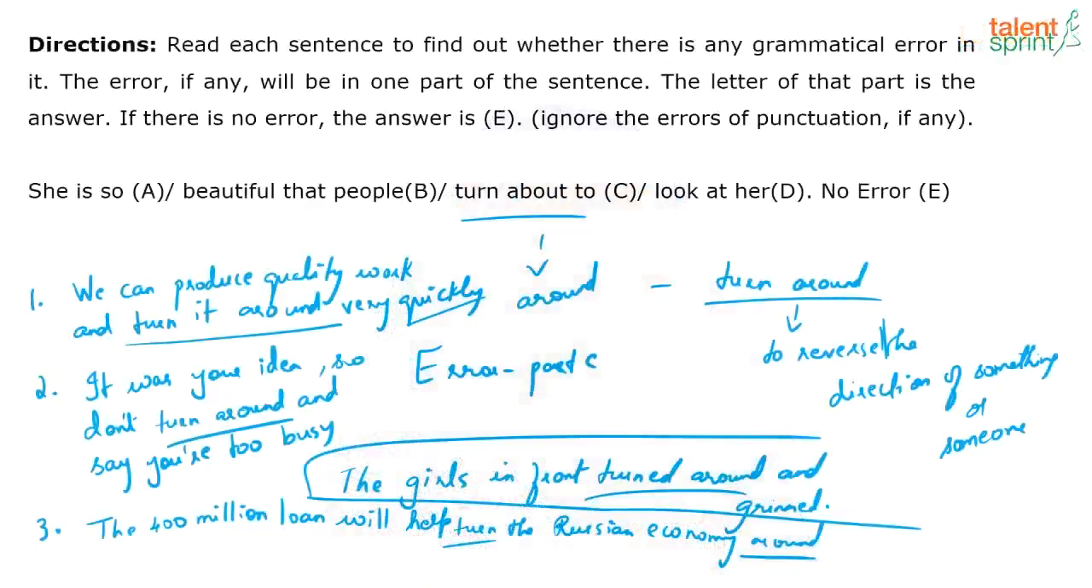Third one, the 400 million loan will help turn the Russian economy around. What is the meaning that the third context turnaround is expressing? The 400 million loan will help turn the Russian economy around, which means the Russian economy right now is not doing pretty well. It's unsuccessful, but the 400 million is going to help change that situation. So here it's going to turn the unsuccessful situation to a successful situation, right? So do you see how it's important for us to understand that one phrasal verb can have different meanings in different contexts?